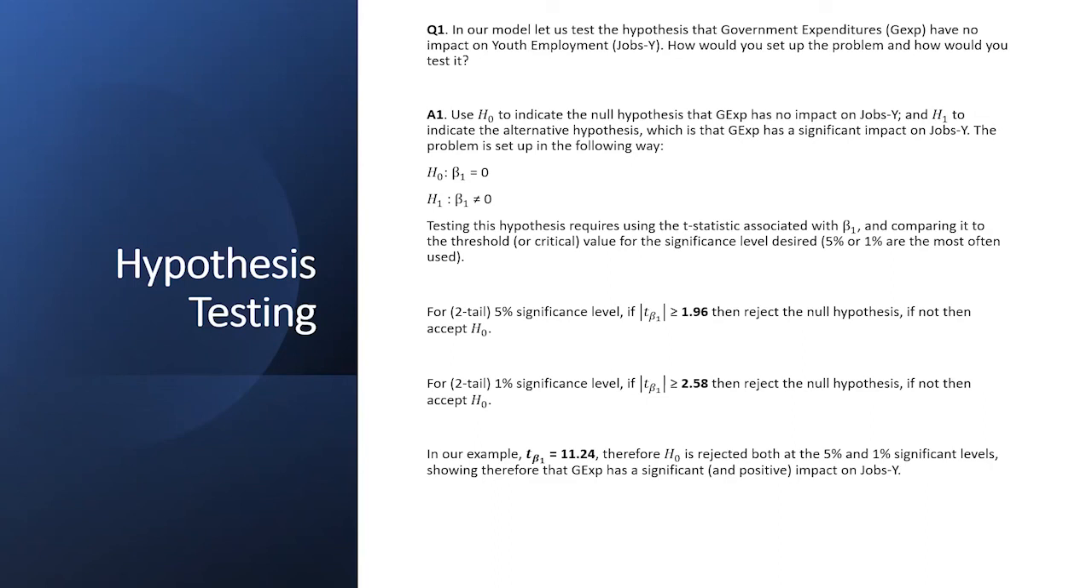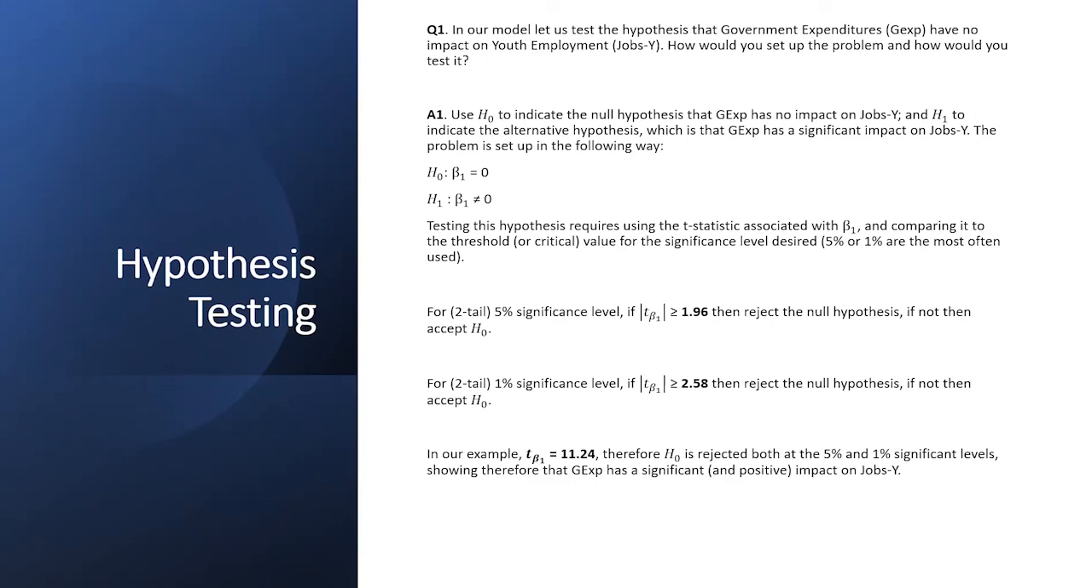Once we now determine our significance levels, 5%. If I say 5% significance level, my critical value is 1.96, okay? My T statistic is 11.24 from my results. Clearly, it is greater than 1.96. So I reject the null hypothesis that government expenditure has no significant impact. At the 5% level, I reject that null hypothesis. In other words, at the 5% level, we can say that beta 1 is not equal to zero.